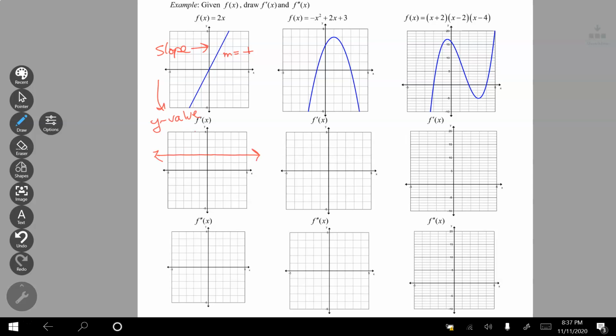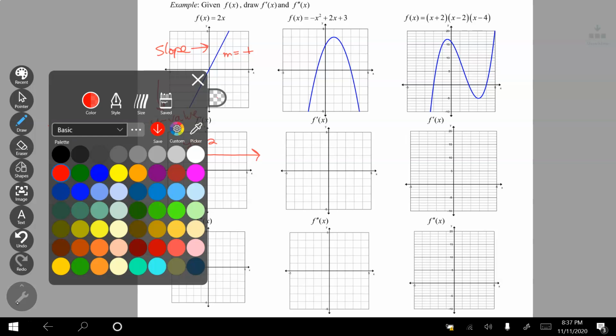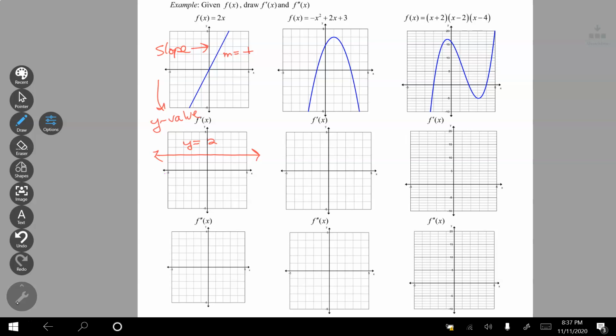at y equals a positive 2. Then I can look at, let me choose pink. Again, the slope of this graph will be the y value of the next graph. So this slope is always 0, so I always have to draw a graph that's always a y value of 0. That's how we go from f to f prime to f double prime.